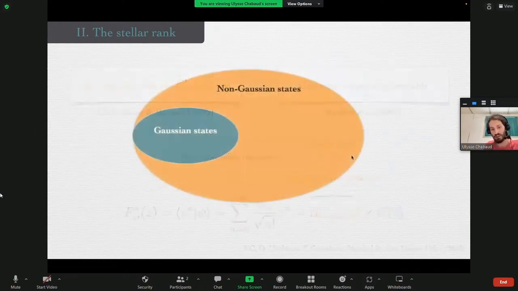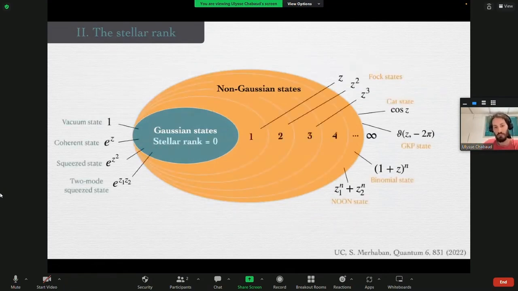Okay, so what this stellar rank does is, starting from just a binary classification, Gaussian, non-Gaussian, it gives you a full hierarchy of states in these infinite dimensional Hilbert spaces, both in the single mode and the multimode case, where the higher you go in the hierarchy, the more non-Gaussian the state is. So to give a bunch of examples, stellar rank zero are the Gaussian states. The coherent states, for example, which are close to classical states, are in that set. And as you increase the stellar rank, you get Fock states, for example, that are more and more non-Gaussian, all the way to states that you can meet in error correction, for example, cat states, GKP states, binomial states. And you can quantify their non-Gaussianity with that notion.